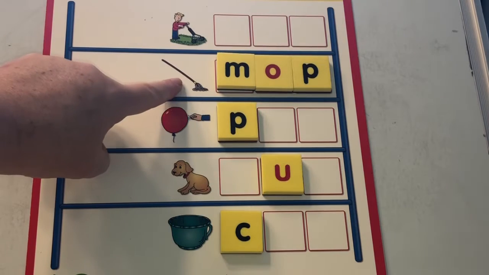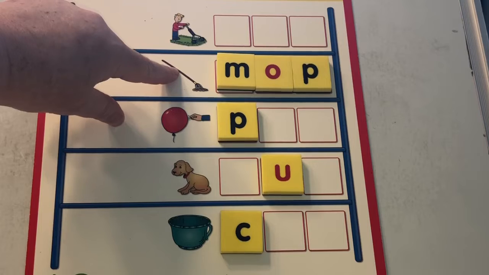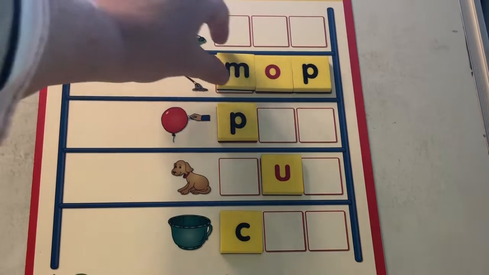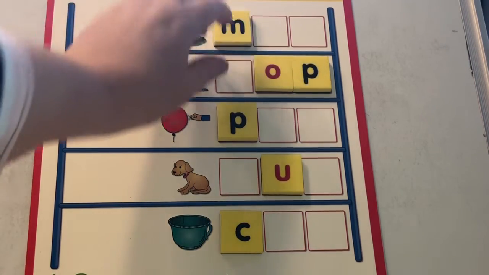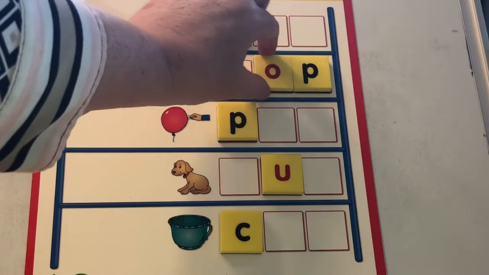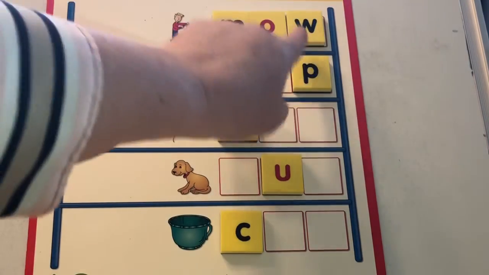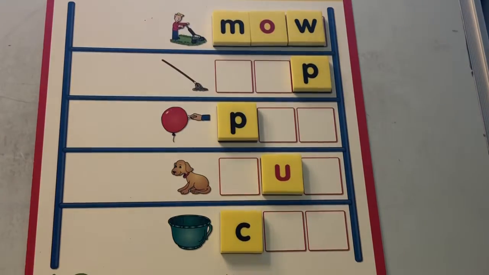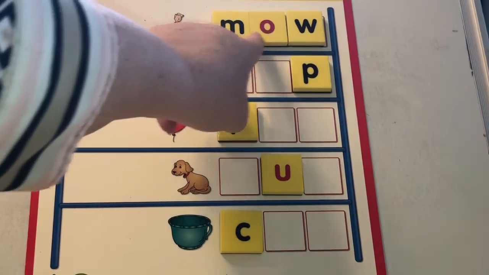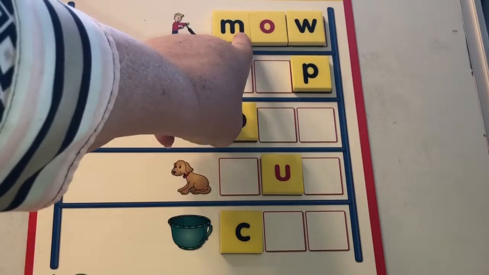Now we've got a tricky one. We're going to change mop to mow. Mop, mow. I hear the M at the beginning. What two letters can make the sound O for mow? O and W. O and W together can say O. Mow. Good.